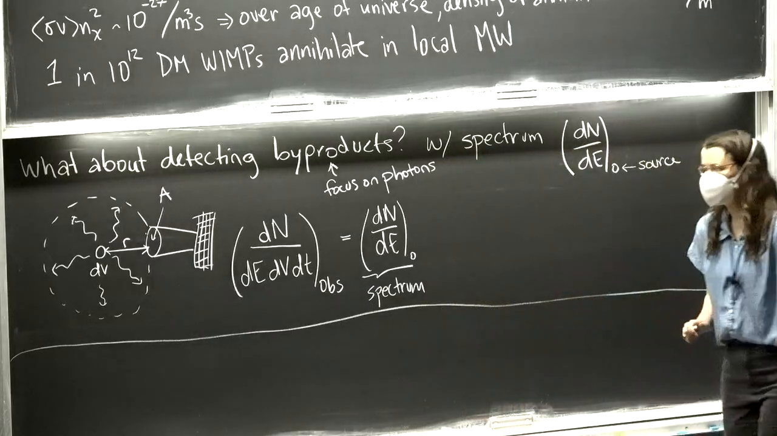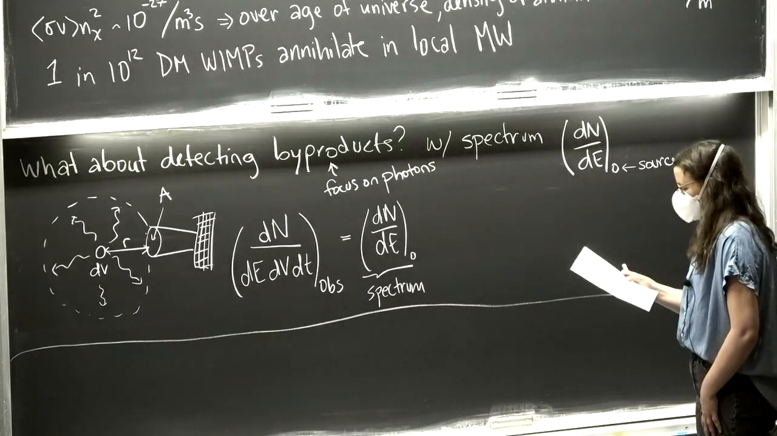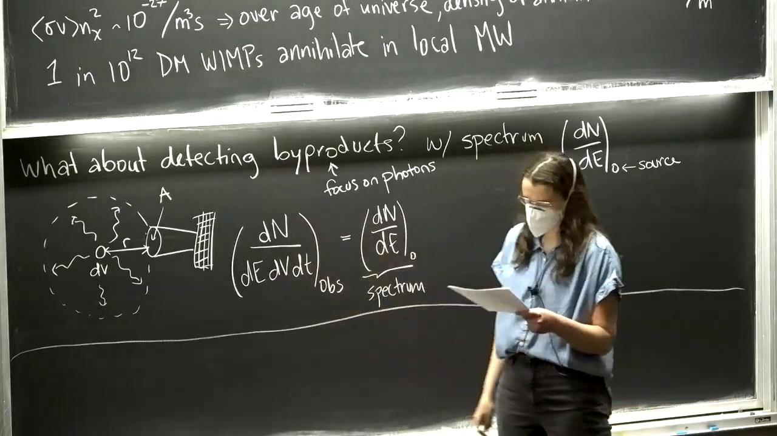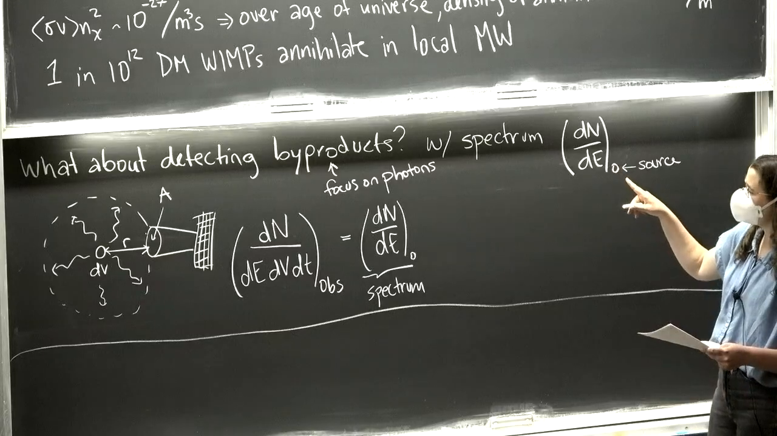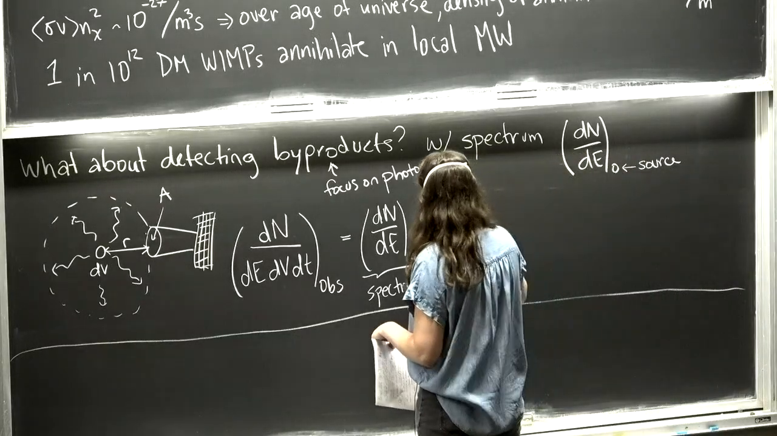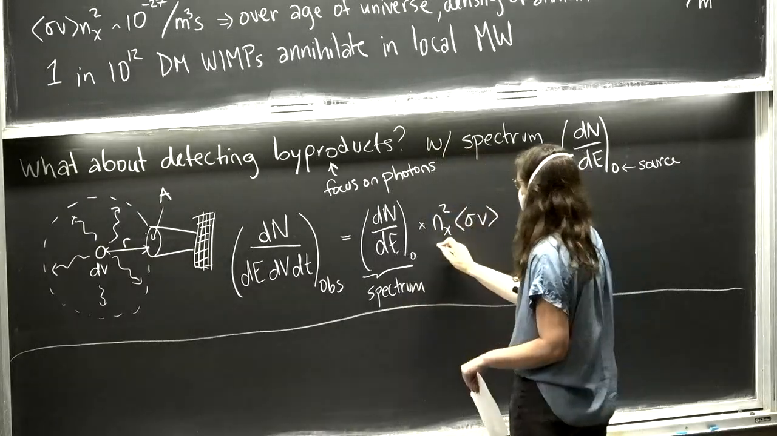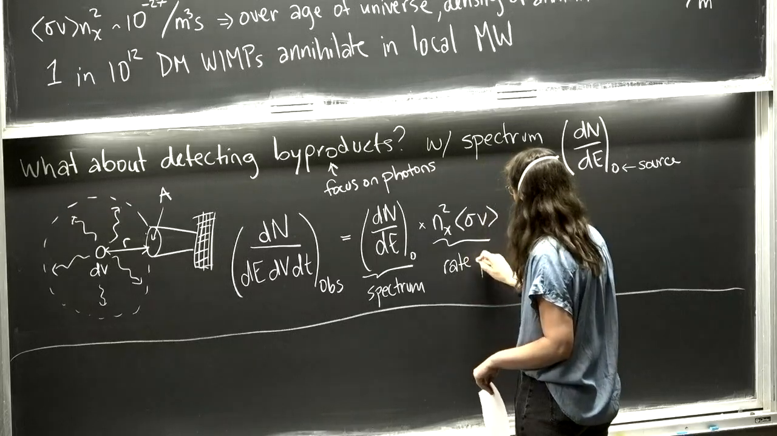And for now, I'm going to assume that the spectrum doesn't undergo any kind of distortion as it travels to my telescope, but we can come back to that later. All right, so that takes care of my dN/dE. What about my volume and my time? Well, I also know from up here that the annihilation rate in my volume is going like n chi squared sigma v. So this is a rate per volume.